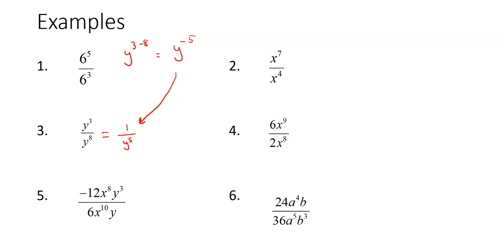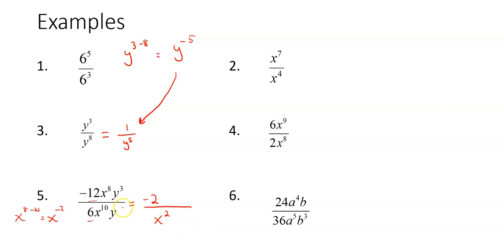All right, take a look at number 5. Number 5, we've got a constant and 2 sets of variables. So we're going to evaluate the constant first. Negative 12 divided by 6 is negative 2. Okay, let's take a look at our x's. We've got 2 more x's on the bottom than on the top. So we could do x to the 8 minus 10, right? Top minus bottom will give us x to the negative second. So we'll put it down the bottom as x squared.